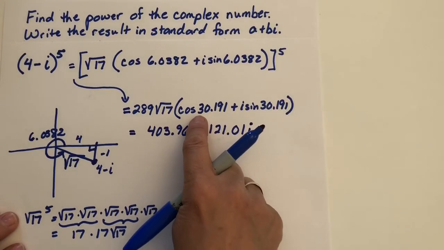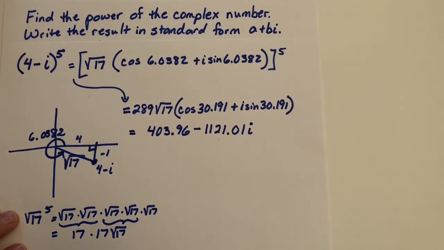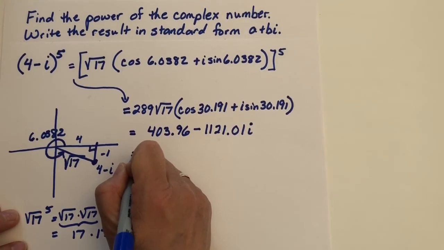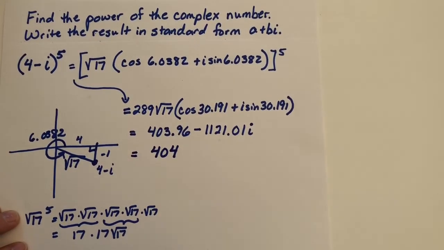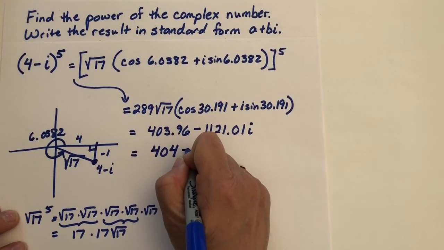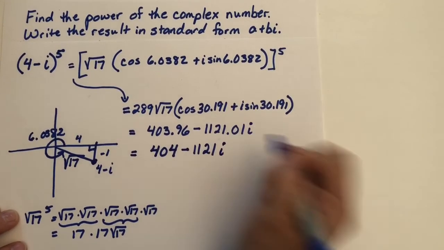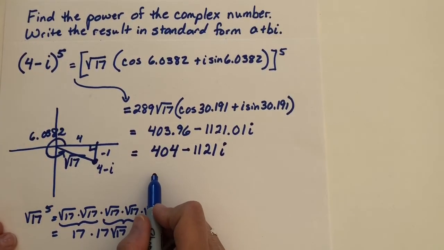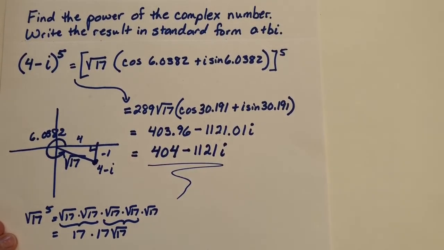Now, when I did it, I left this on my calculator with more decimal places. So when I did that and pushed cosine of that number to more decimal places, my calculator gave me this value, 404. Notice very close to that. Similarly, when you use the number here to more decimal places, you end up with negative 1121. Again, very close to that, i. And if you multiply 4 minus i to the 5th power out, just in rectangular form, as I mentioned at the very beginning of this lesson, you'll find that it is exactly equal to this value.